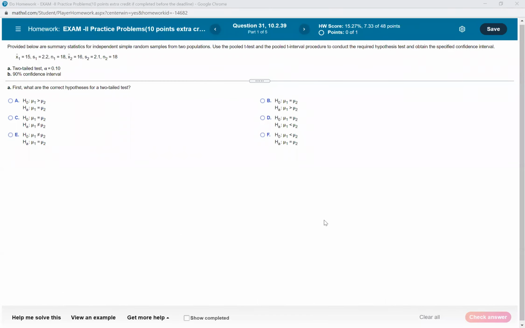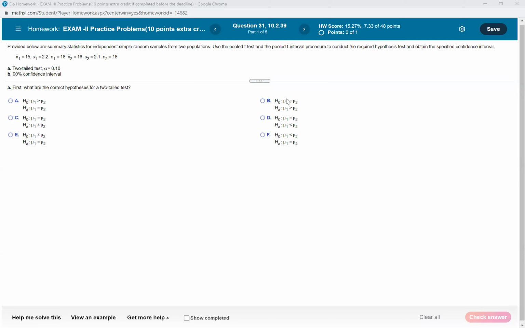Okay, so now we'll discuss the hypothesis test for two population means. So we have all the information and our test is a two-tailed test. Since the test is two-tailed, we need to select the null and alternative. In the null, we always have mu1 equal to mu2. So that means the first one, A, is not correct.